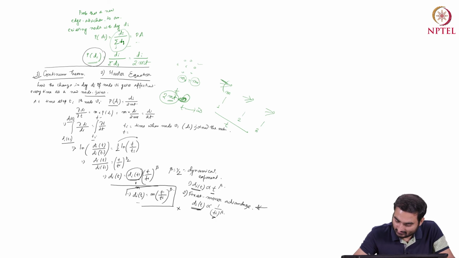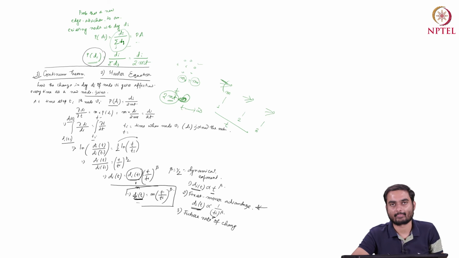The third one is the future rate of change. We basically try to understand the rate of change of this degree. So this is degree at time t, and how this rate will change. So we need to take the derivative with respect to time.